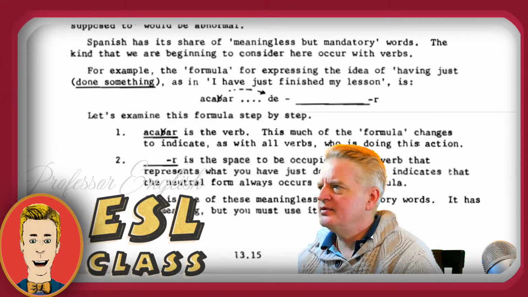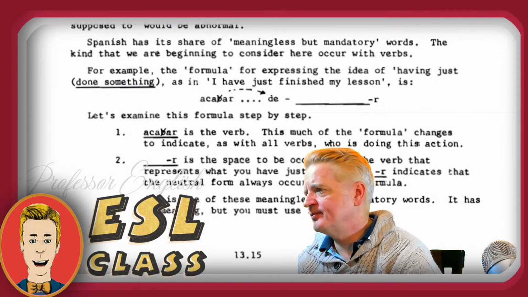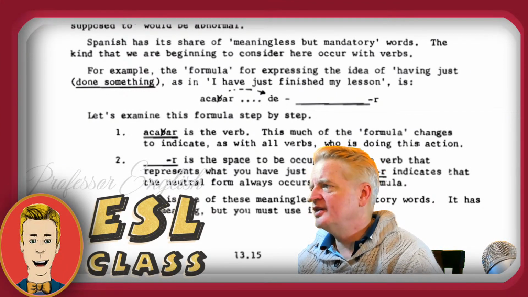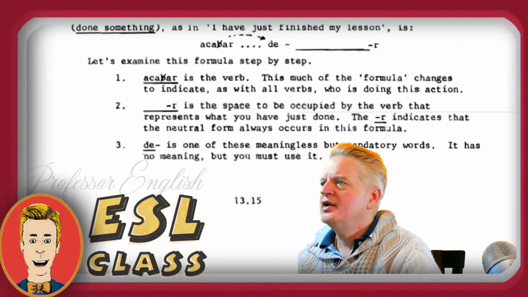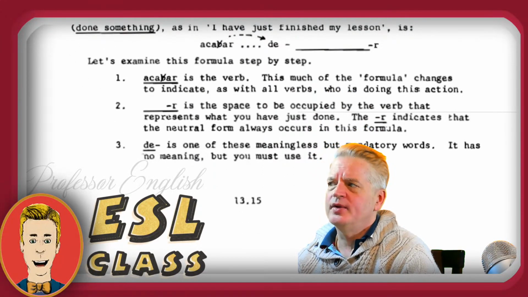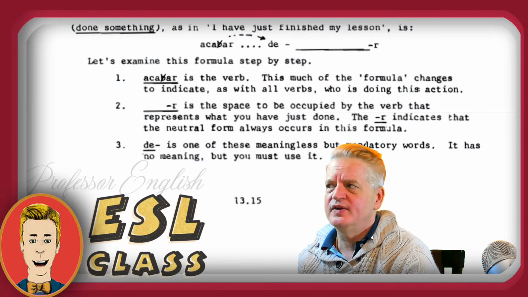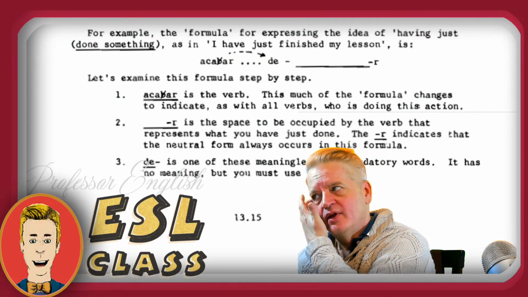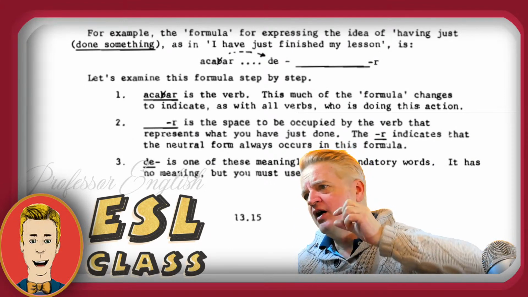Let's examine, I don't know why they have the ellipse there. Well, let's see. Okay, acabar. Let's examine this formula. Acabar is the verb. This much of the formula changes to indicate, as with all verbs, who is doing the action.